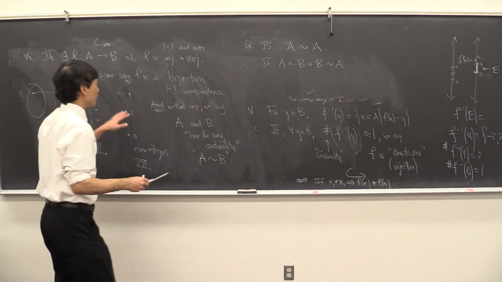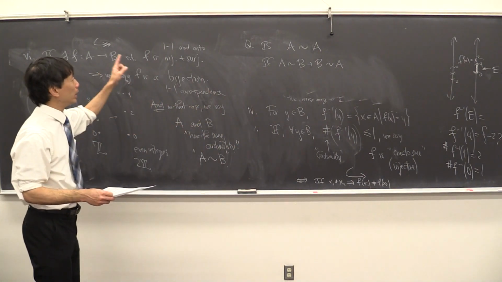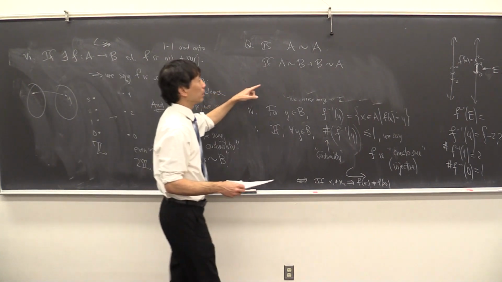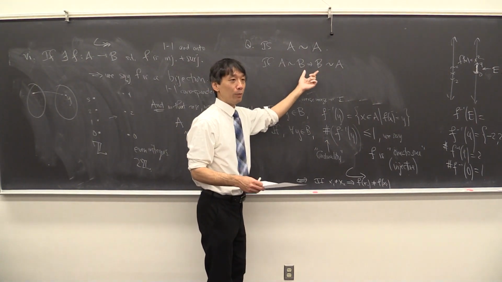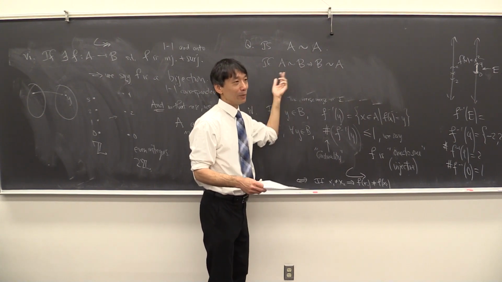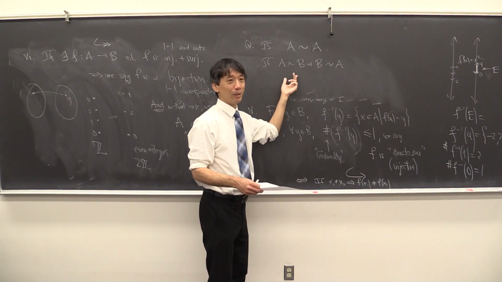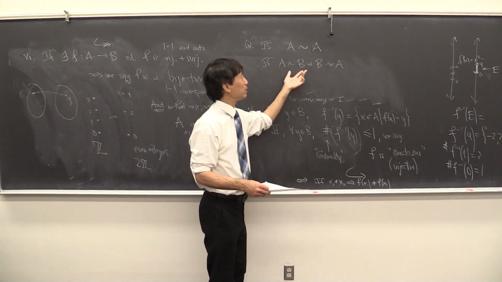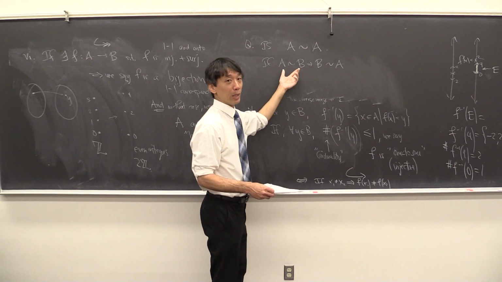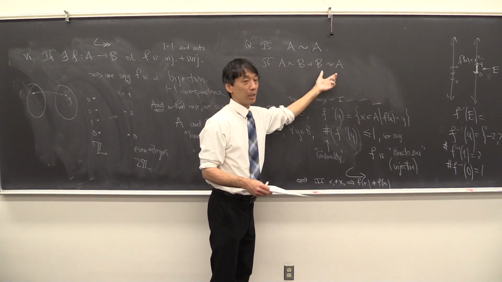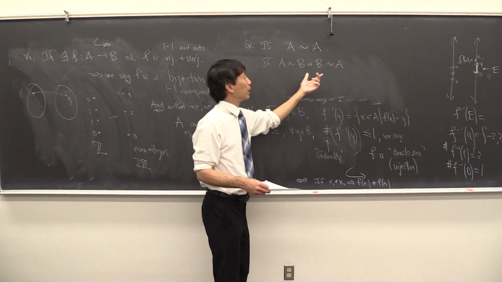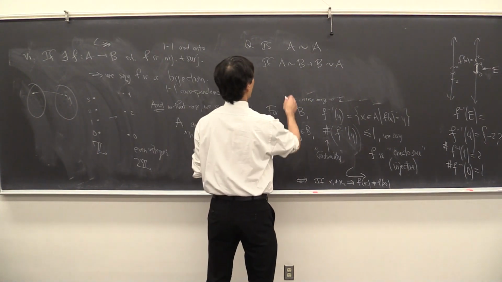What does cardinality mean? Cardinality means that there's a one-to-one onto map between those two sets, right? But if you have a one-to-one onto map, there's going to be an inverse map. And that inverse map is going to be one-to-one and onto. Maybe you have to check that, but it's easy. So having the one-to-one correspondence this way gives you the inverse map, which is the one-to-one correspondence going the other way.